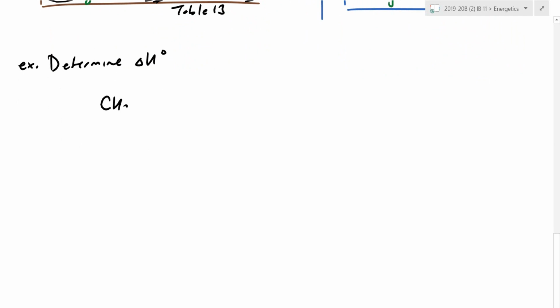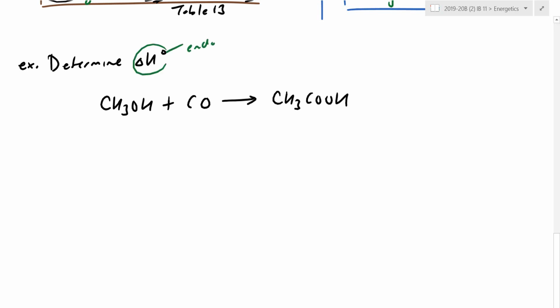I'm going to give you methanol, CH3OH. It's going to react with carbon monoxide. It's going to produce CH3COOH, so acetic acid, and we're interested in finding the delta H. Is it endo or exo? And we're interested in how much energy. That's the whole point of this chapter.